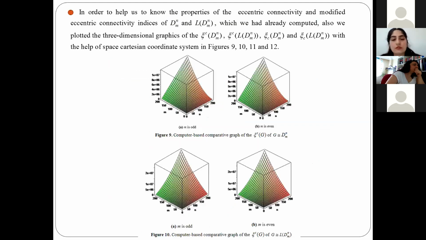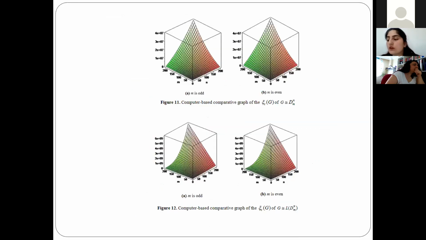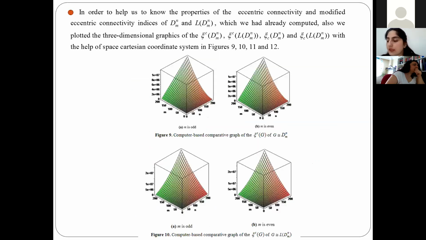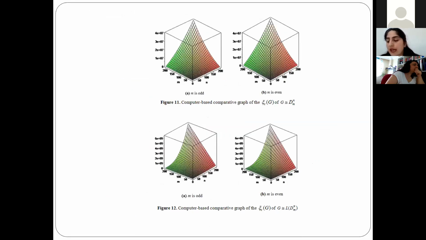In figure 9, we show the values of the eccentric connectivity index of the line graph, and in figure 10, we show the values of the modified eccentric connectivity index of the line graph. It is clear that the eccentric connectivity index of the line graph is greater than the modified eccentric connectivity index of line graphs.